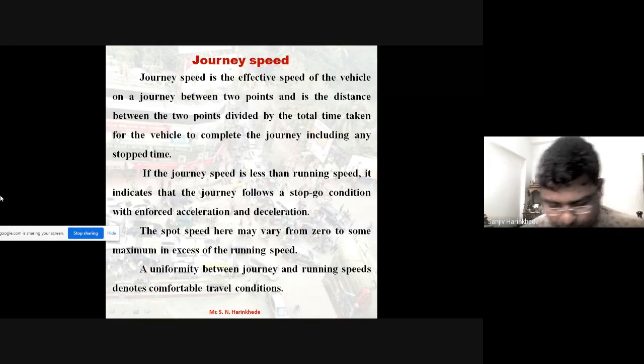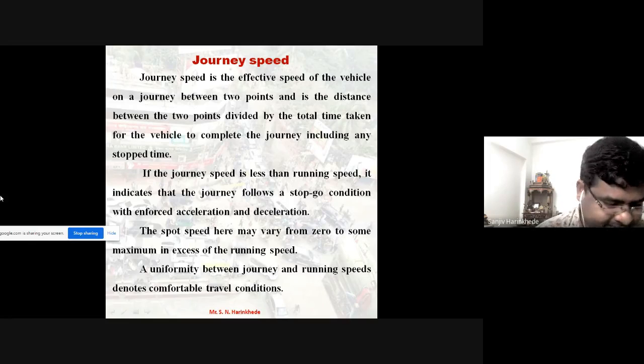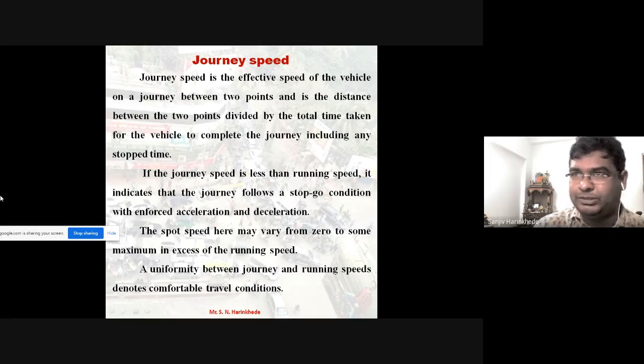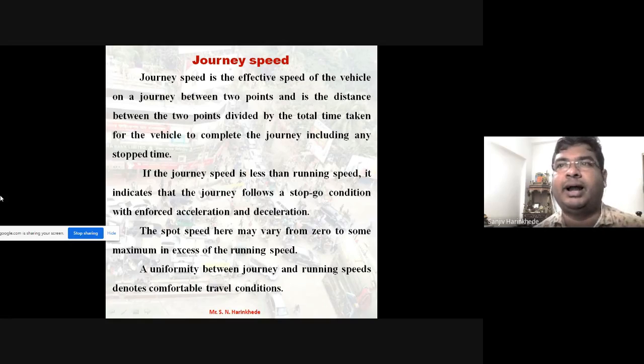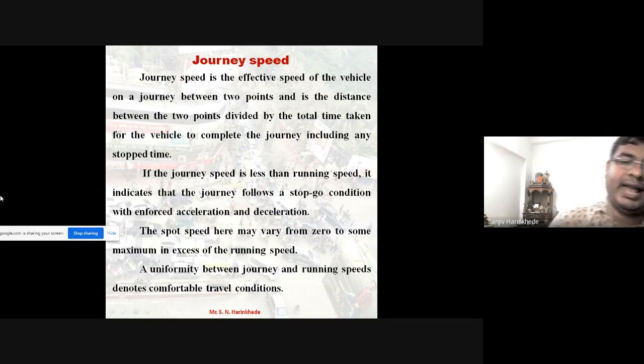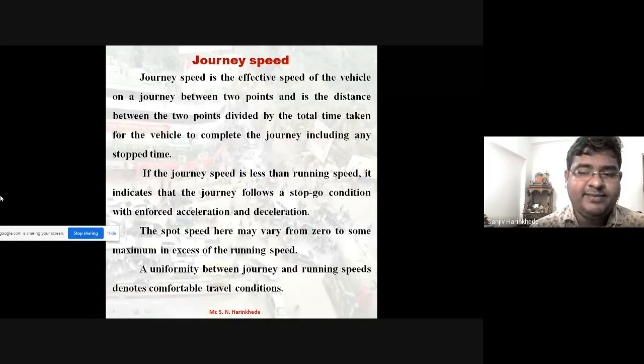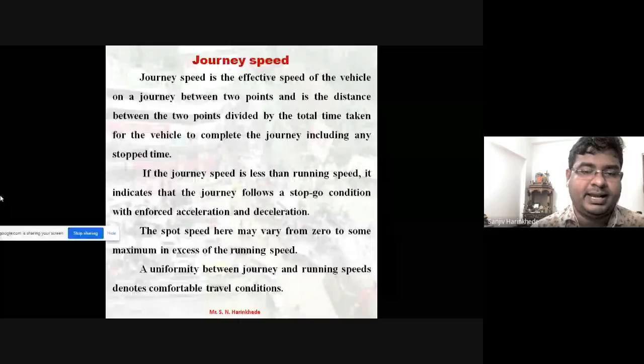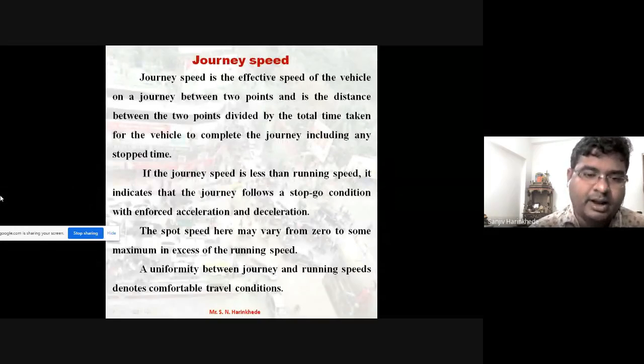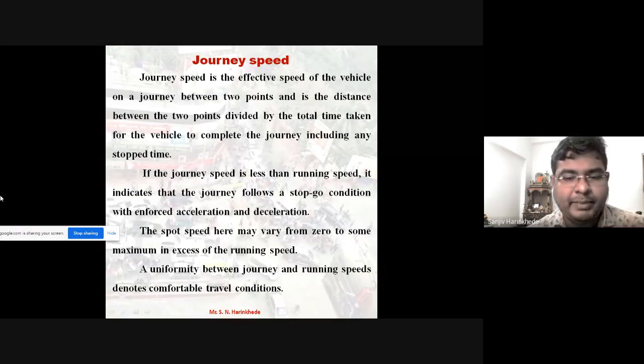Means if we want to go from Butibori to Nagpur, the distance is 25 kilometers, and we want to reach in half an hour, if it takes 40 minutes, so that variation is, I think, 10 minutes. That will be due to the acceleration or deceleration of the vehicle, which is followed by stop or go condition. The spot speed here may vary from 0 to some maximum in excess of the running speed. A uniformity between the journey and the running speed denotes comfortable travel condition.